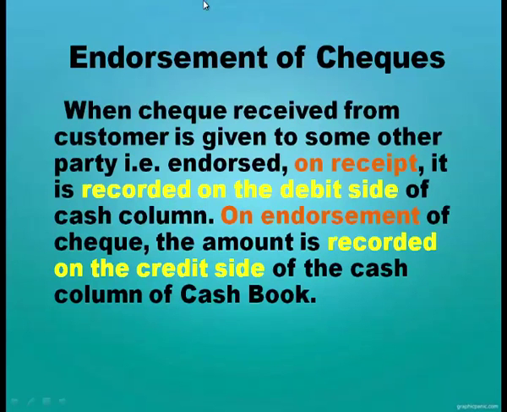Endorsement of checks. When a check received from a customer is given to another party, that is known as endorsement. That is, the check is endorsed. On receipt of that endorsed check, it is recorded on the debit side of the cash column. On endorsement of the check, the amount is recorded on the credit side of the cash column of the cash book.